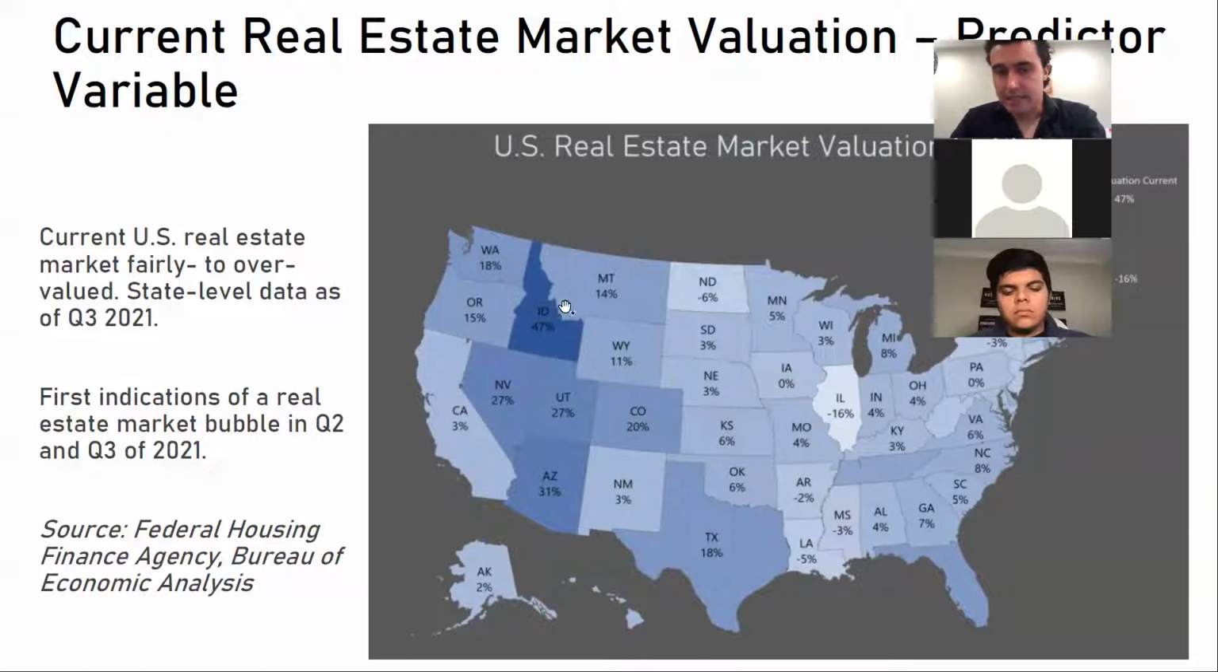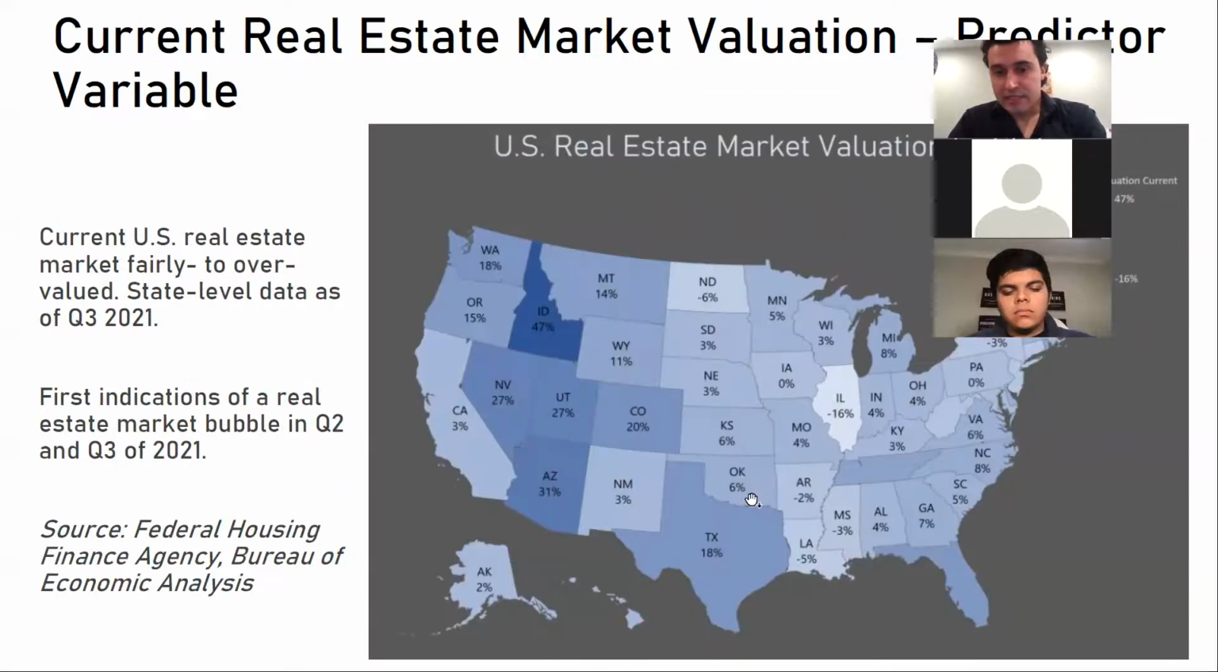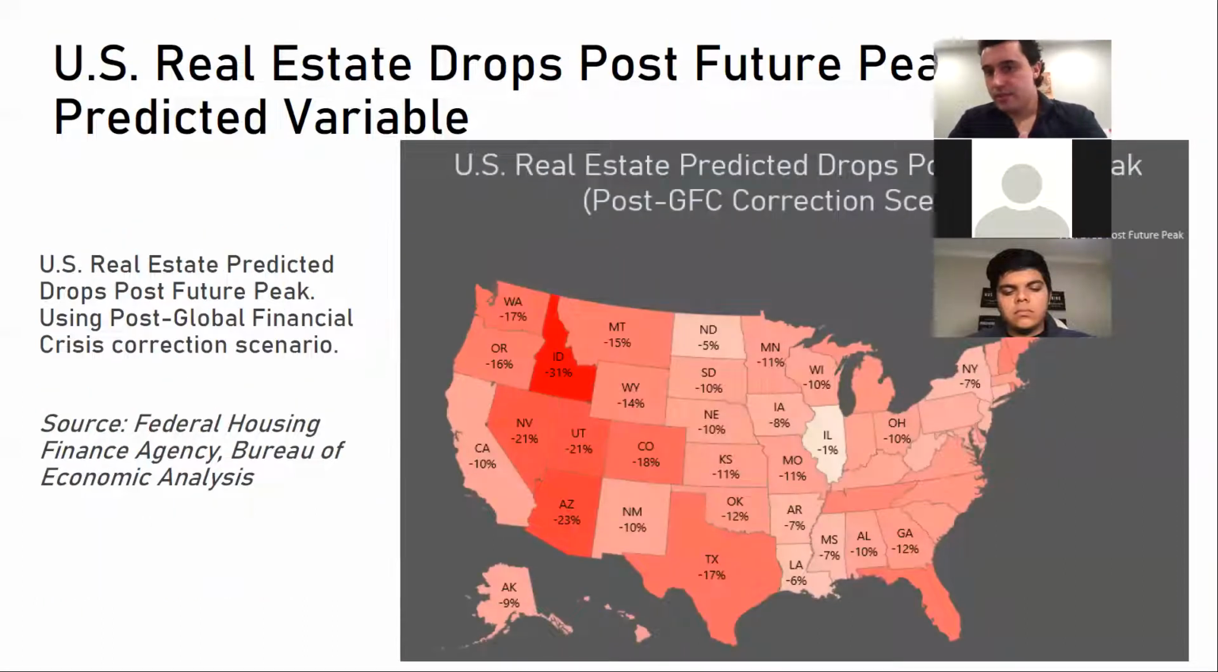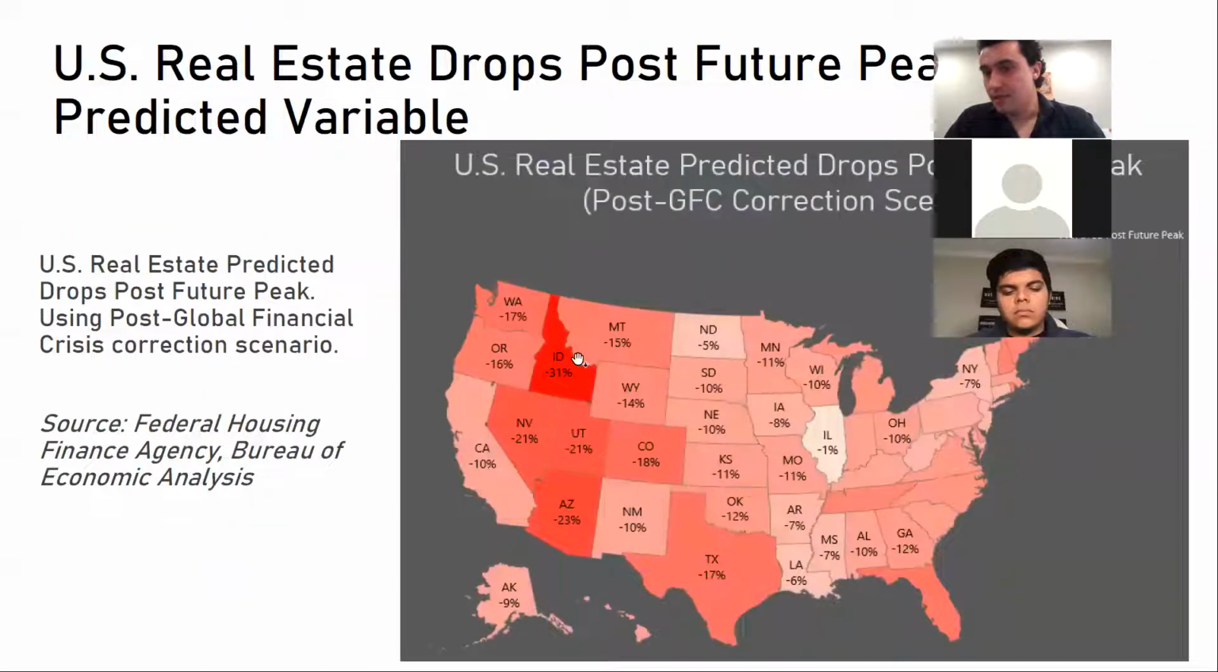So Idaho and other places have the bigger downside risk. If one assumed a price correction similar to the global financial crisis, now that's just an assumption. Maybe prices are not going to correct at all. Even if you have something like Idaho at 47% above where it should be based on fundamentals, like on the approaches that I discussed previously, it doesn't mean it's going to correct. You can have income super growth.